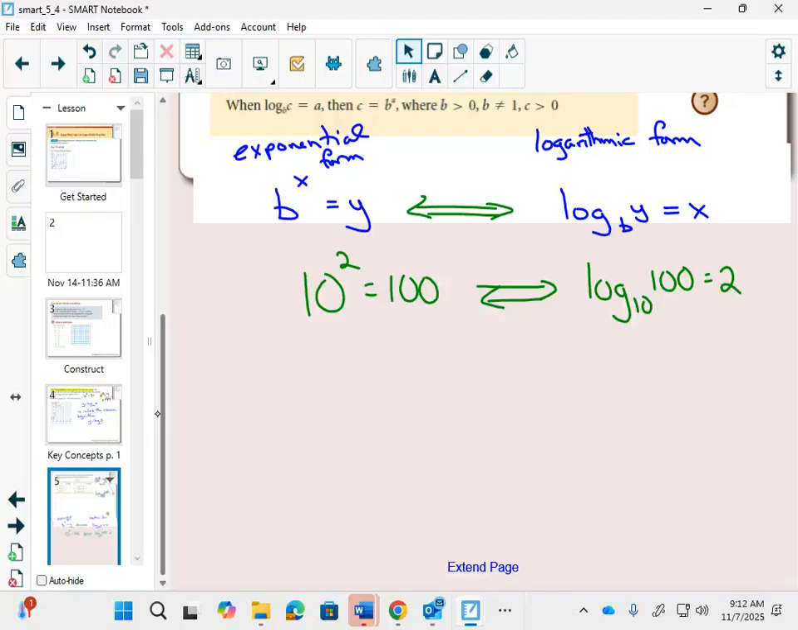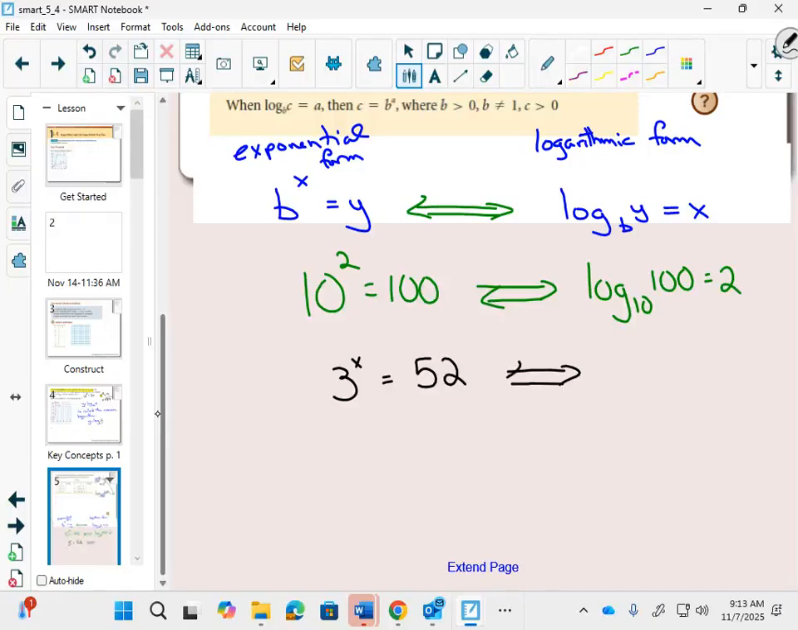And the reason logarithms are there is they help us solve for exponents. So if I gave you, like, 3 to what power is 52? That's not on any powers chart. In log form, this would be the same as saying log base 3 of 52 is equal to x.